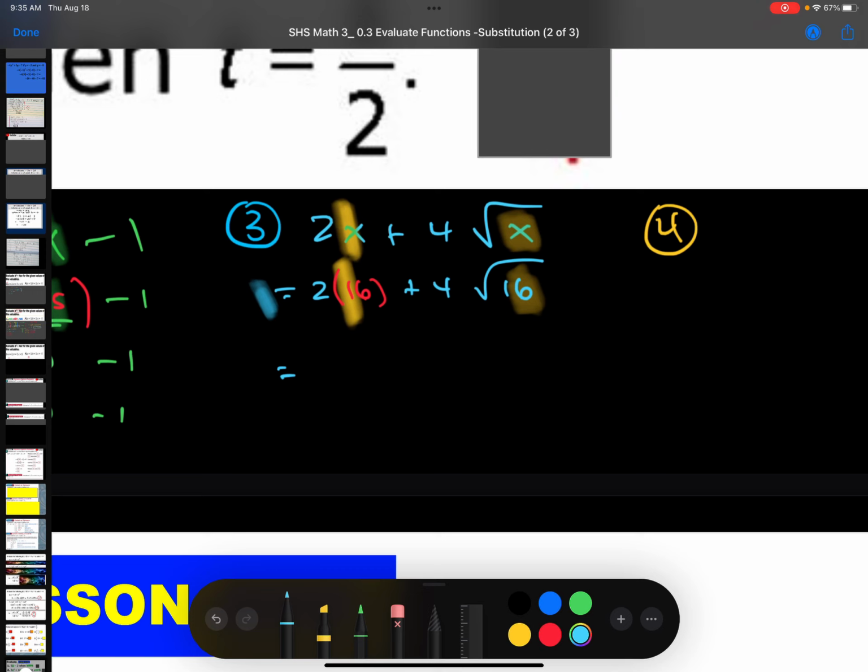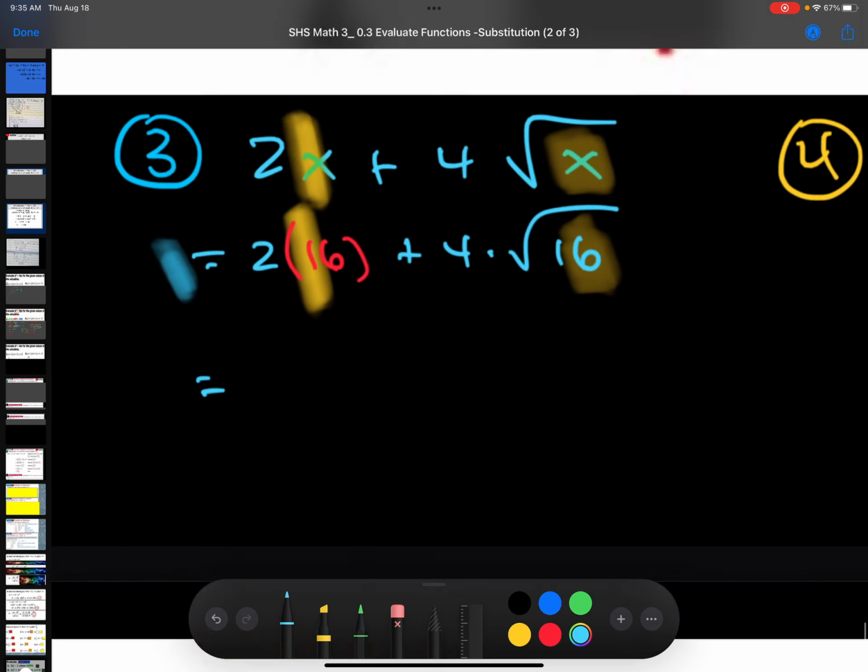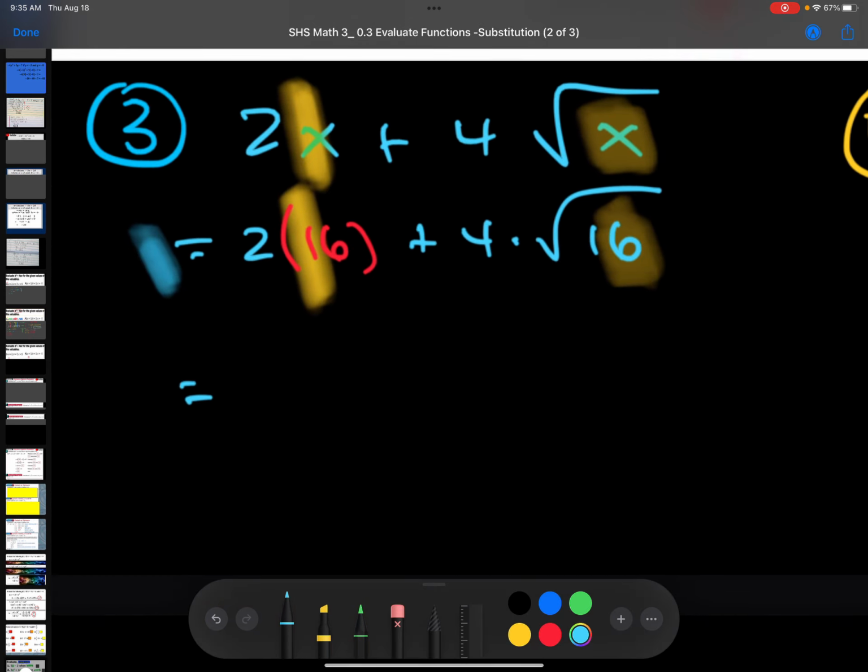Okay. Now, if you're thinking about PEMDAS, just think of the square root as a multiplication. So I can go, because there's multiplication right here. You see that? No plus or minus. That was the lesson we learned previously. So I could do 2 times 16, which is 32. The square root of 16 is 4.